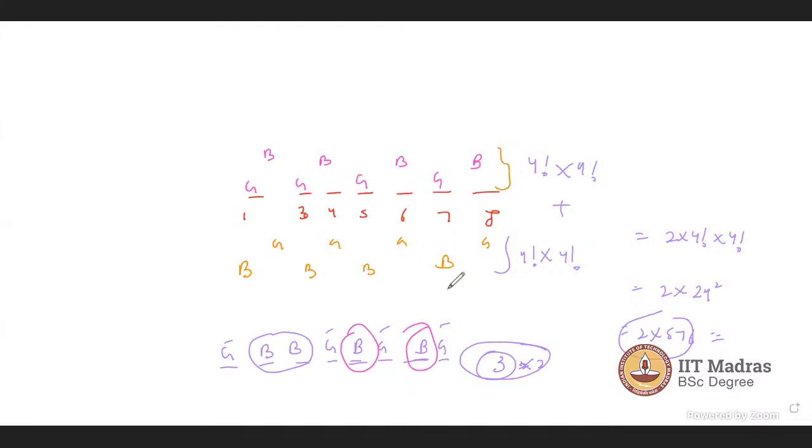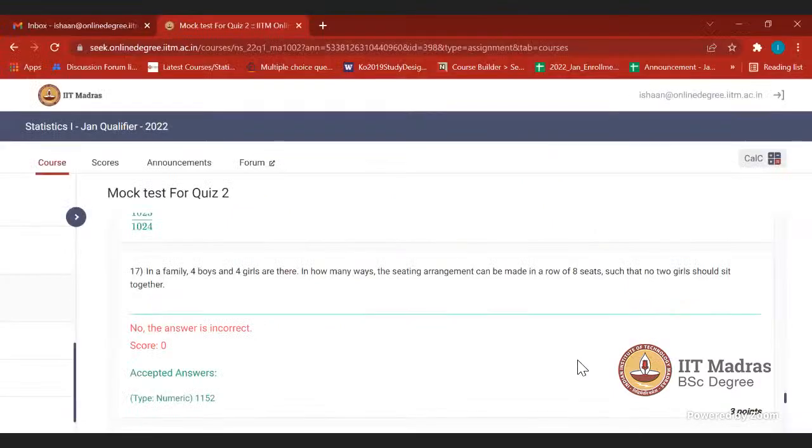Can you please leave the last place and put the 2 boys together? Yes, sir, that's what we have considered: 2 boys here, 2 boys here, and 2 boys in the middle. Yeah, these are the 3 cases, right? So taking these 3 cases it becomes 5 times. Then that would be the correct one, right? But we got it wrong.